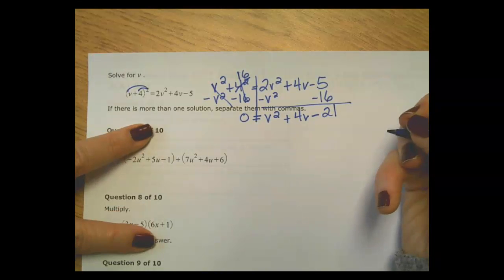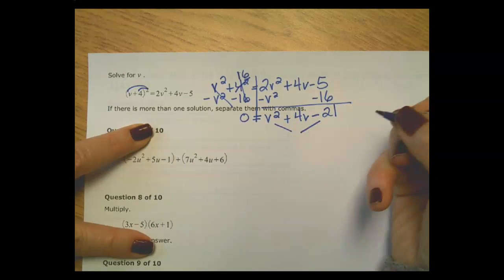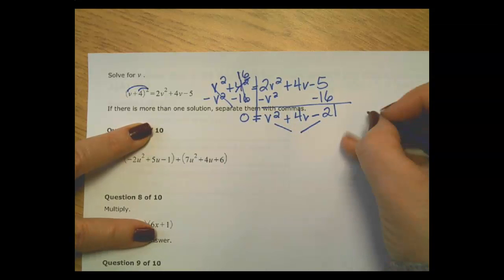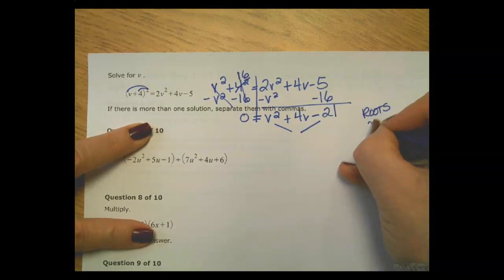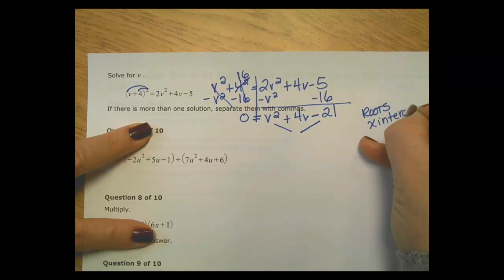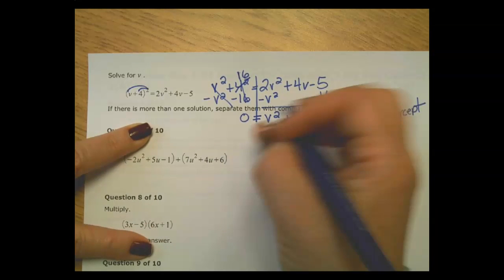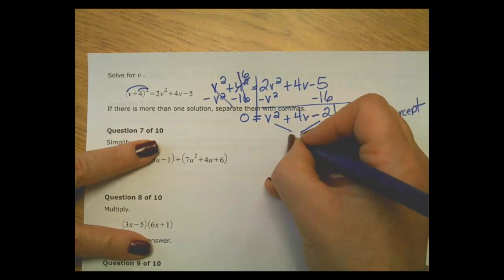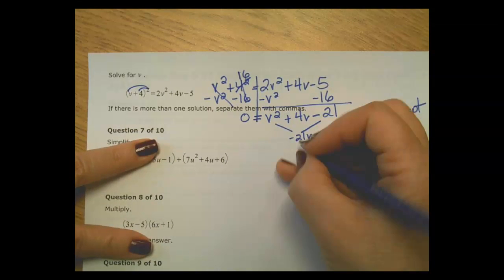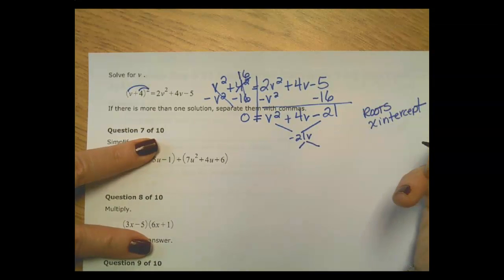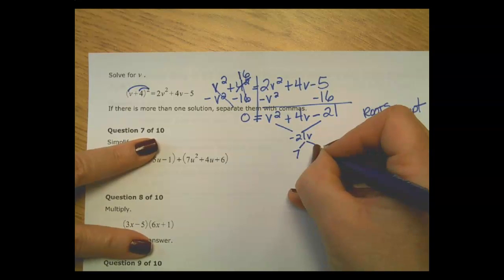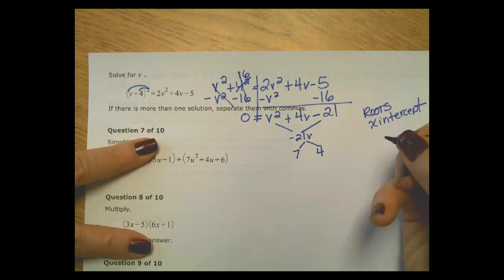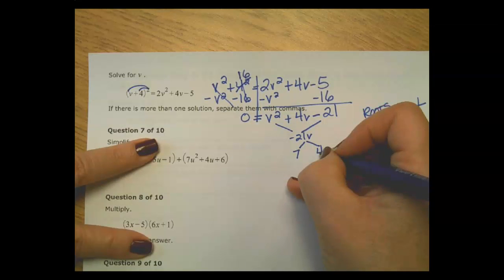Now, they're probably going to want you to do this thing here and find those factors or find those roots. And again, your roots you can find on Desmos. It's your x-intercept. Okay, so I'm going to factor those out. So I need a negative 21v. What two numbers when multiplied give me 21v? And I would say I know it's 7 and 4. But which one has to be negative to get a positive 4?